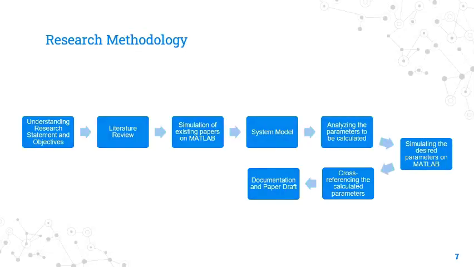The research methodology is as follows. First, understanding the research statement and objectives. Then we go on to the literature review. Then we conduct the simulation of existing papers on MATLAB. Afterwards, we develop our own system model where we can do our calculations. The analyzed parameters to be calculated were also discovered after this. Once we have calculated the simulations using MATLAB, we cross-reference them with the calculated parameters. Finally, we go for the documentation and paper draft.